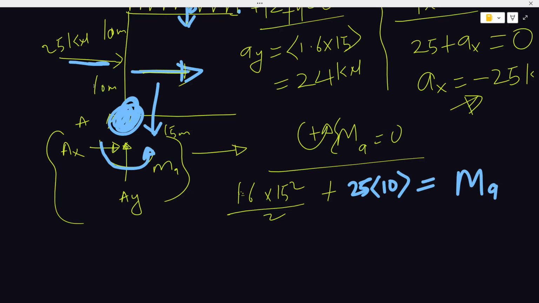Which is coming from the fixed support that was there. So MA is equal to 430 kilonewton meters.